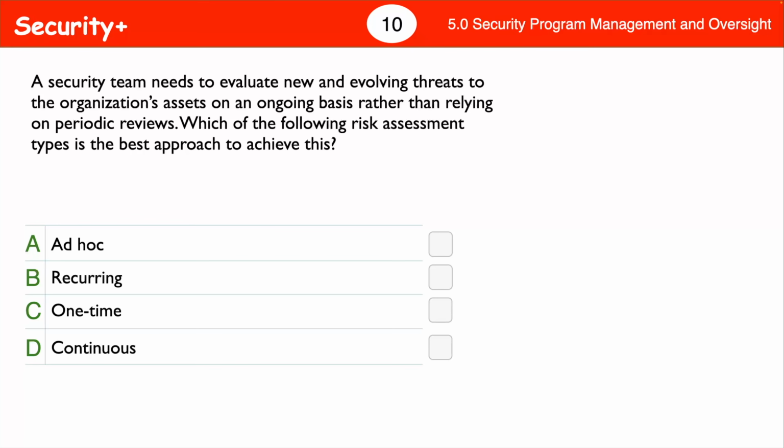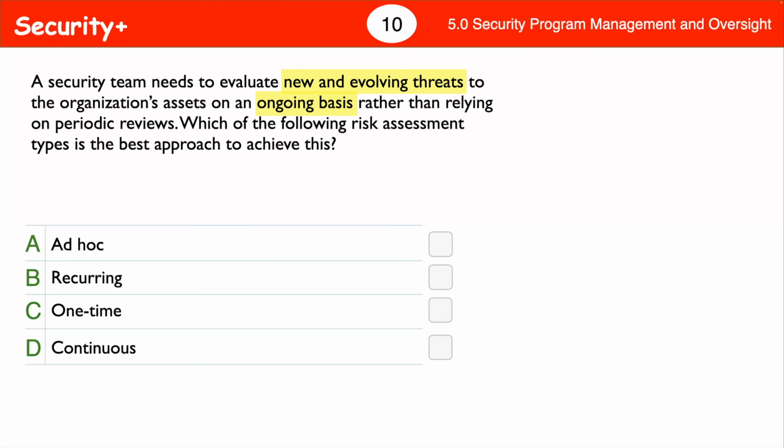Question 10. A security team needs to evaluate new and evolving threats to the organization's assets on an ongoing basis rather than relying on periodic reviews. Which of the following risk assessment types is the best approach to achieve this? We have A, ad hoc, B, recurring, C, one time, or D, continuous. Okay, let's take a look at the key phrases here. The first one is new and evolving threats. And the second key here is ongoing basis.